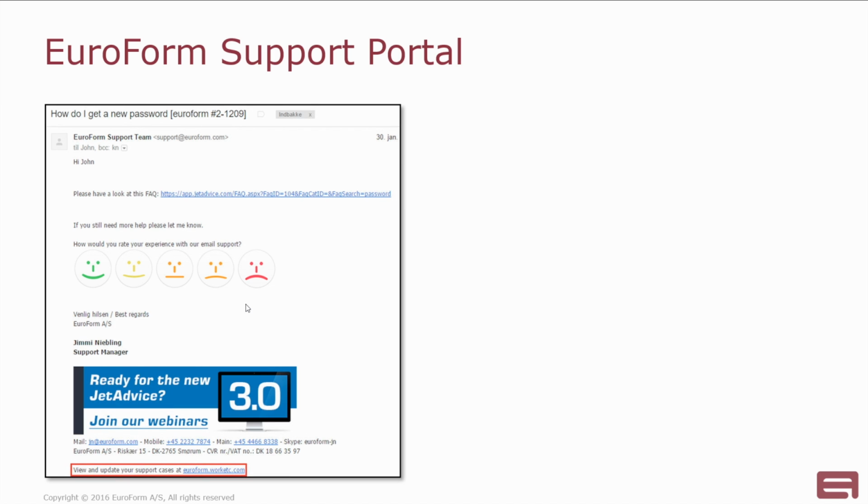If you've ever sent an email to support@Euroform.com, you're going to get a reply back. And the reply will always have this link here at the bottom showing you that you can update and see your cases at euroform.worketc.com. And this is where you can click and get to the portal, and you can access your own area to see your own cases. It's a really great benefit to be able to see what's been updated in case you miss out on some emails.